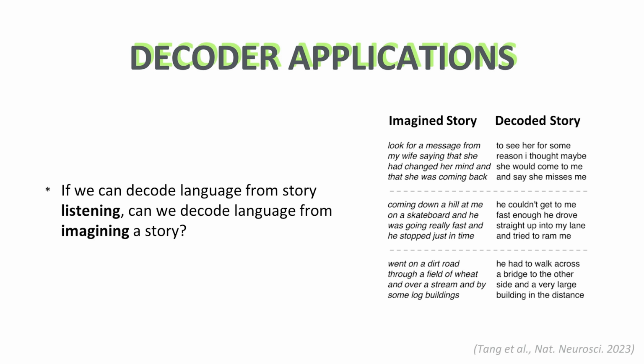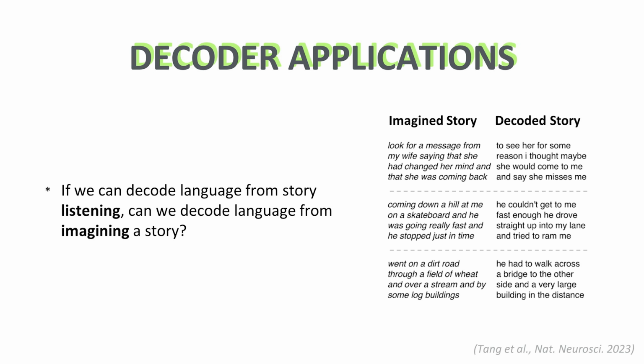Here are some snippets. The imagined story part is what the subject had practiced saying: "I looked for a message from my wife saying that she had changed her mind and that she was coming back." The decoded version is: "To see her for some reason I thought maybe she would come to me and say she misses me." The imagined story was: "Coming down a hill at me on a skateboard, and he was going really fast, and he stopped just in time." And the decoded version is: "He couldn't get to me fast enough. He drove straight up into my lane and tried to ram me." Close. And this last one, the imagined story, was: "I went on a dirt road through a field of wheat and over a stream and by some log buildings."